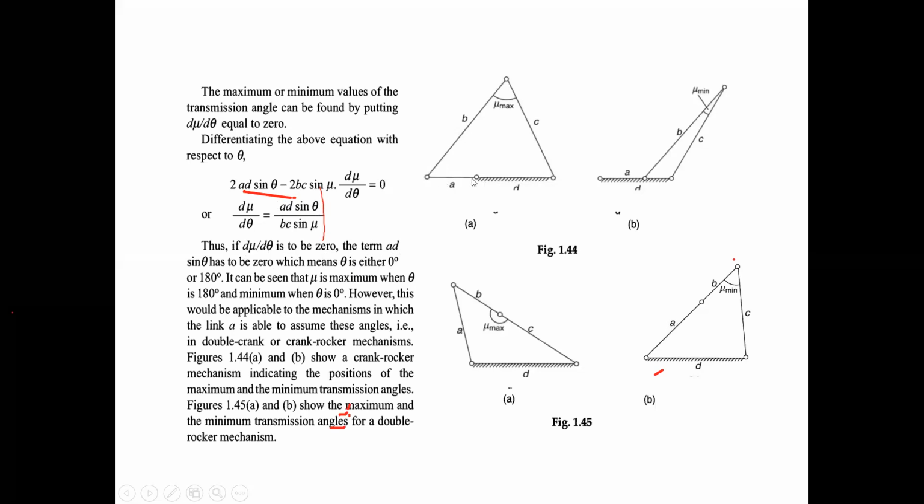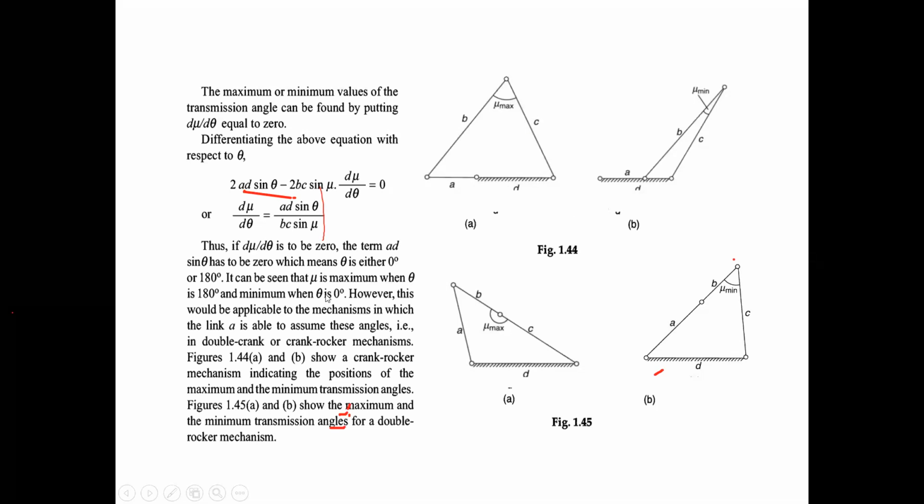Why? Because link A is then parallel to our fixed link. So theta is going to be 0, and the chain looks like this. Then we get mu max. Similarly, we have to find the other extreme.